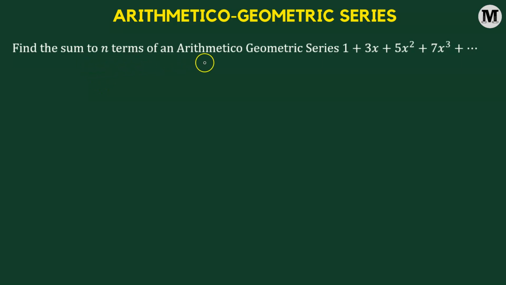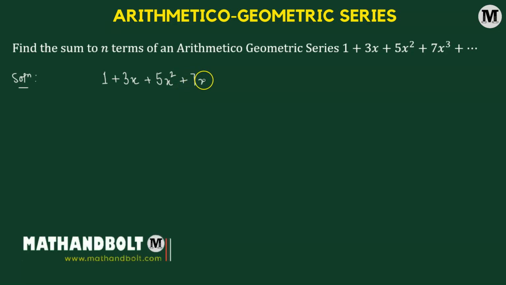Find the sum to n terms of an arithmetico-geometric series. Let us begin. In this problem, we are provided with a series. The first term is 1, followed by the next term, which is 3x. Next, we have the third term, which is 5x squared, followed by 7x cubed. So this keeps on going.